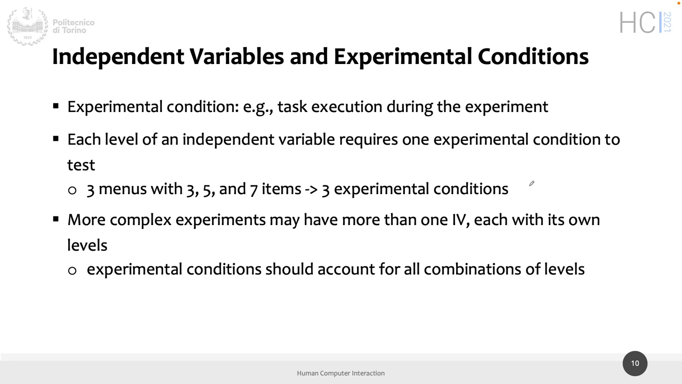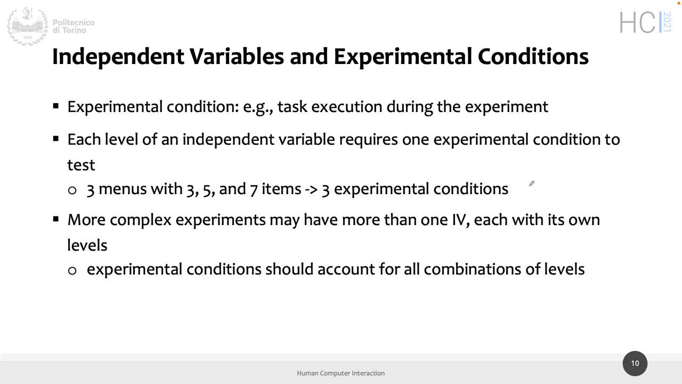Let's add another concept, that is the concept of the condition, the experimental condition. So we said we have the 3 menus and we give tasks. Select the third one, select the last one, select the first one, select the one in the middle of each menu. The experimental condition is the task execution during the experiment. And each level of an independent variable requires one experimental condition to test. We are going to select the last element in the first menu, in the second menu, and in the third menu. And this is the same thing that we are going to repeat 3 times. So we have 3 menus with 3, 5, and 7 items, so we have 3 experimental conditions, one per level, because we have to repeat the task 3 times. We have to have the same task 3 times.